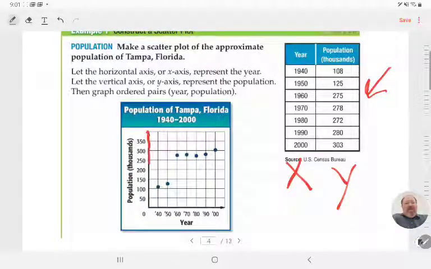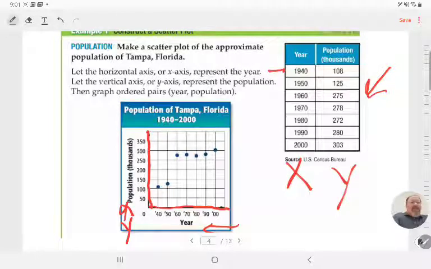So in order to make a scatter plot, we would draw a coordinate plane, okay? The population would be my Y, so I would write it up this side. And my year would be my X, so I'd write it down on this side. And then as far as the numbers I use, just look at your data and judge what numbers you would use so that all your data would fit between, okay? And then just plot it.